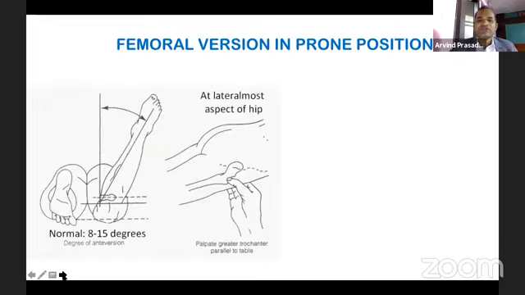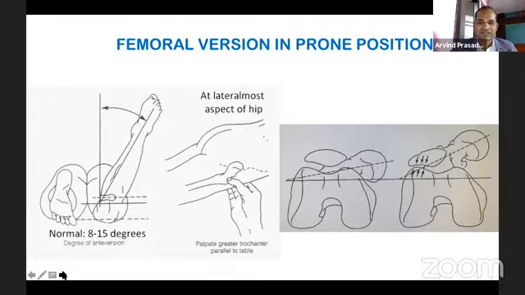Then check for the femoral version. This should be done in the prone position. The rotation of the lower limb should be done with the knee flexed, and check for the trochanter. That should be parallel to the table, and this angle should be measured. The normal is 8 to 15 degrees. Anything more than that is taken as excessive femoral version.